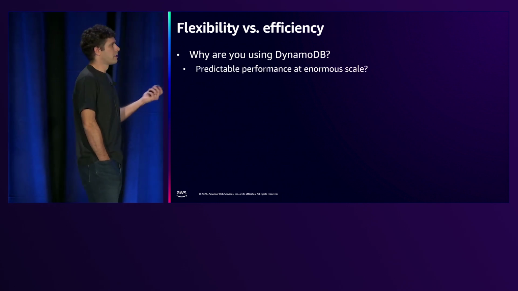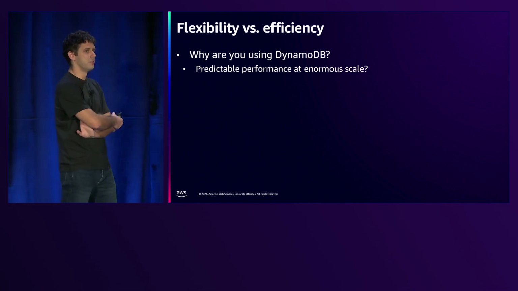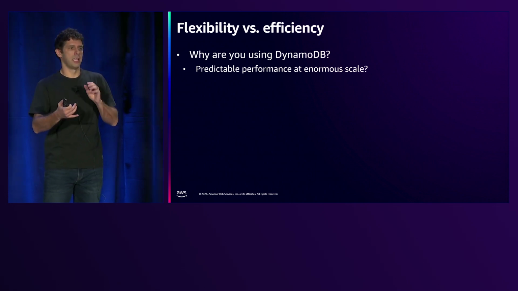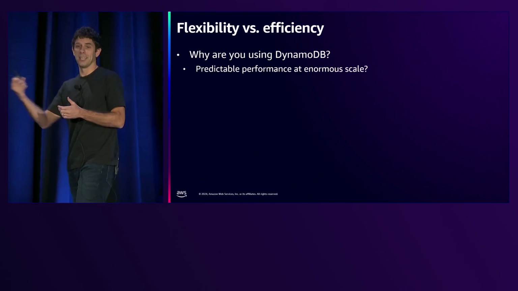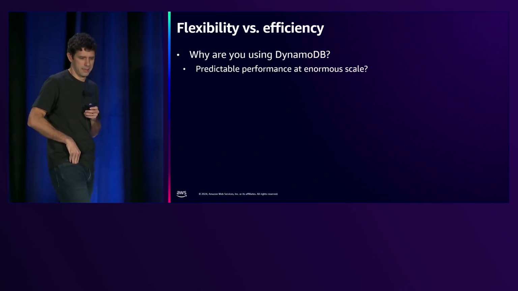If you're using it for predictable performance at enormous scale, some of the biggest customers of DynamoDB, they're not using a lot of the advanced features. They probably have a table with a simple primary key. They're mostly just doing individual key value operations. They're not using queries. They're not using secondary indexes, and that's working great for them, and they get some really nice characteristics out of that.